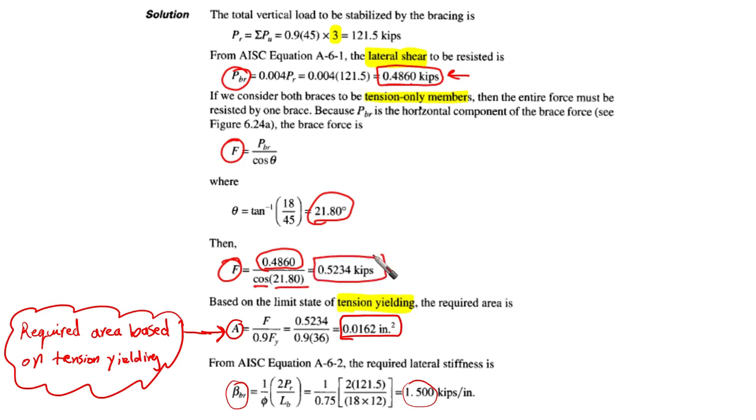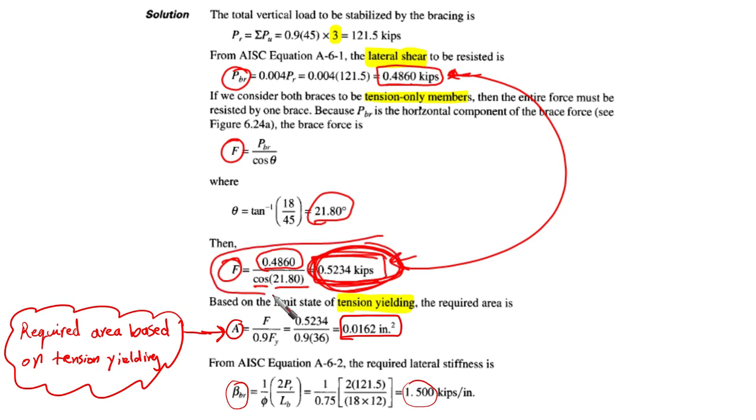This would provide us with the value of the force which is going to be developed in the diagonal. What is the meaning of this force? This is the tensile force needed, based on the requirement of the lateral shear strength based on the code. So now we find that we need 0.52 kips, which is very small, but anyway, this is the amount that we need to provide. This is the force that is going to be developed.